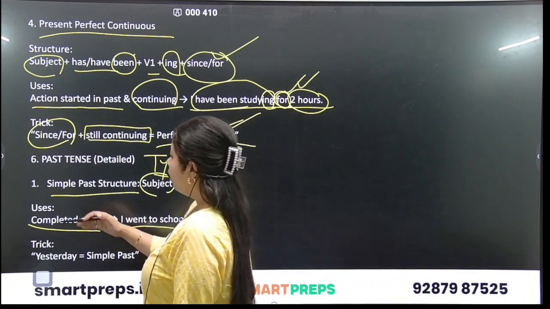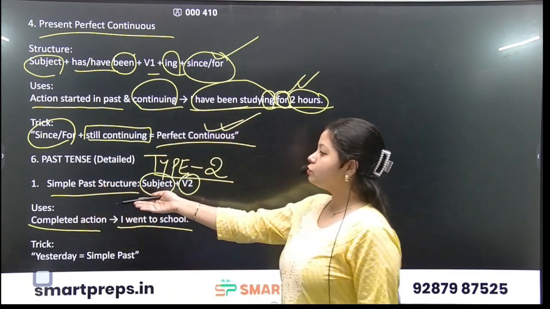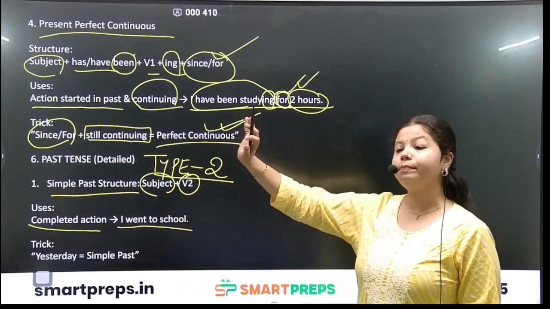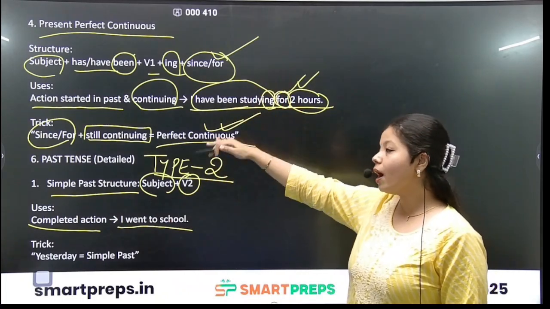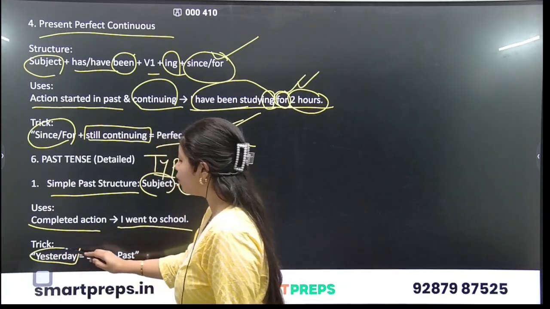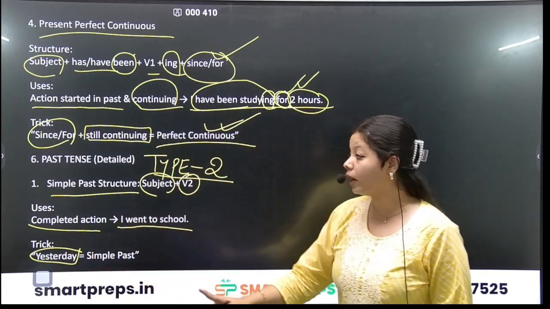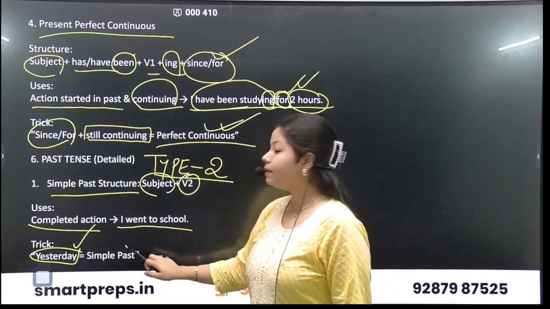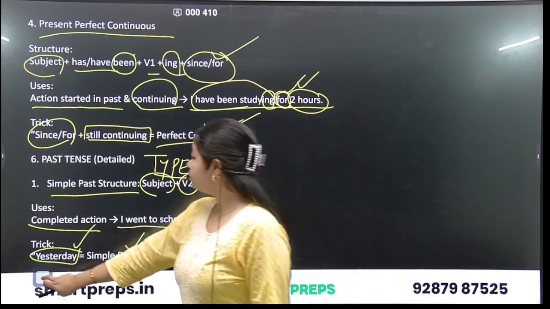Now, where will we use simple past structure? Where we have already completed the action in the past. So, I went to school. So, what is the trick? It means there will be a time frame where I have already completed this action. When? That is yesterday. Simple past. Okay. Let's move on to the next.